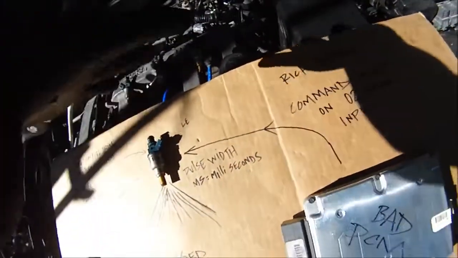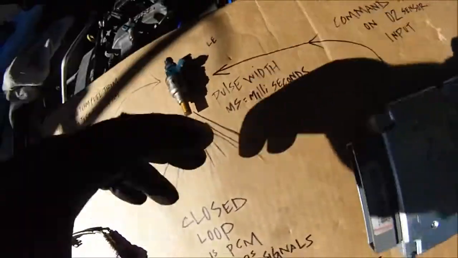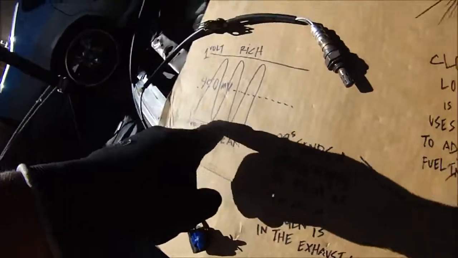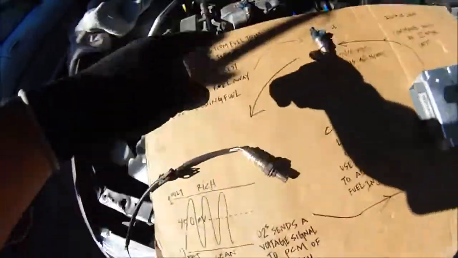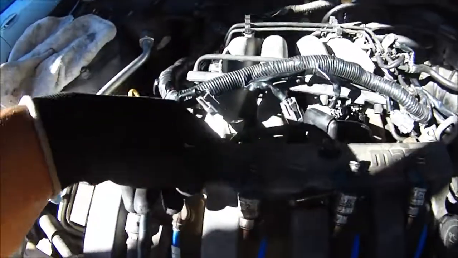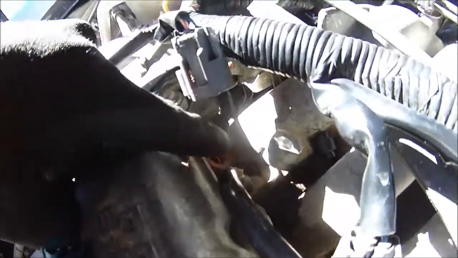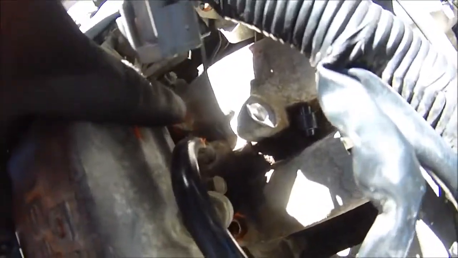Okay, the reason why we got a high positive fuel trim number, which means this PCM is telling the injector to stay open longer to put more fuel in the engine, is because this O2 sensor is sensing a lean condition, which is the vacuum leak that we just found.